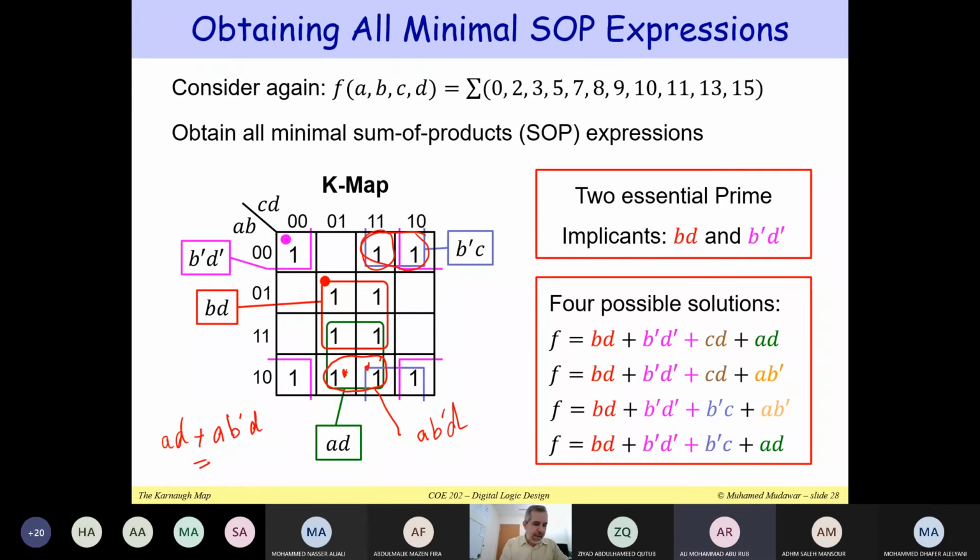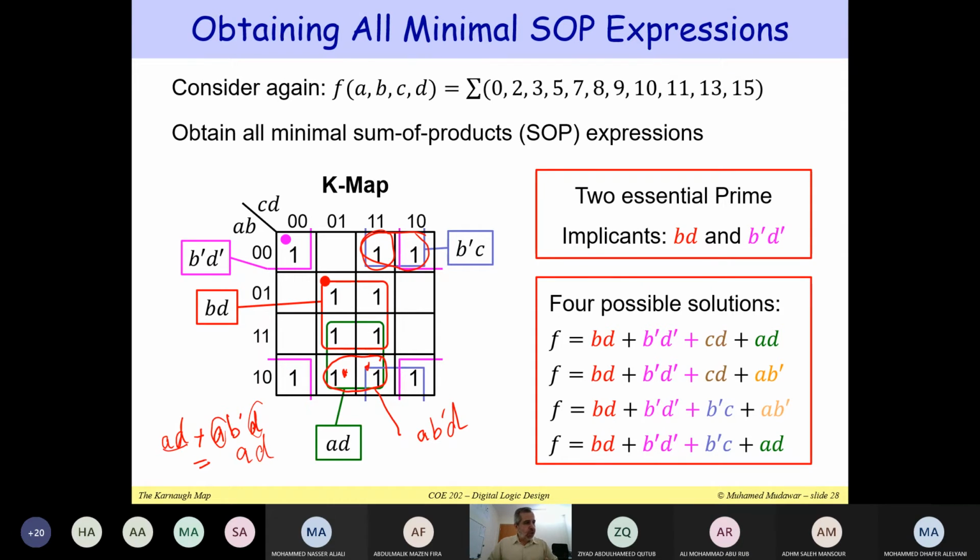AD. Notice that we have here AD, here we have AD, right? Yes. So we have absorption, we have AD. Based on absorption, you can simplify it to AD. So why do I need AB prime D if I can get AD? You understand this point, Ali? Yes, yes, it is clear. All right. Let us move on. Anyone has a question about this?